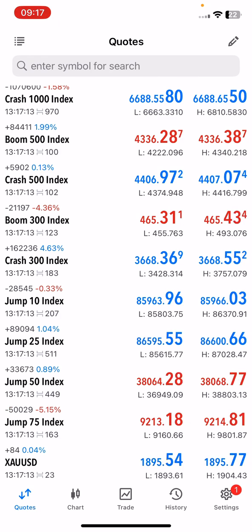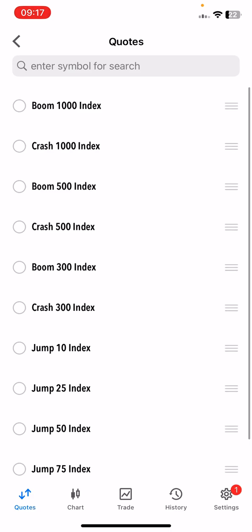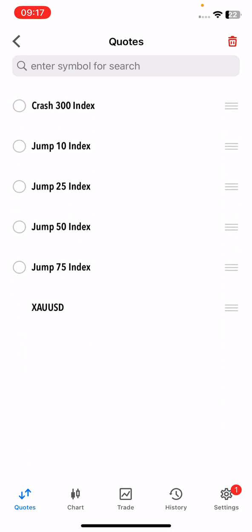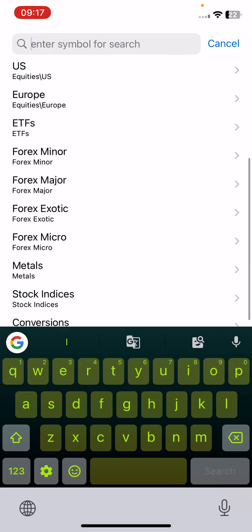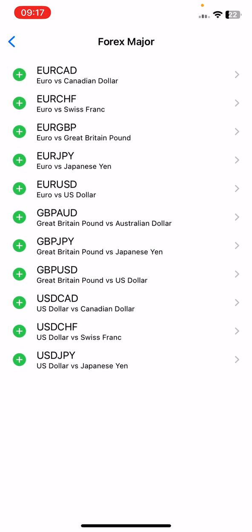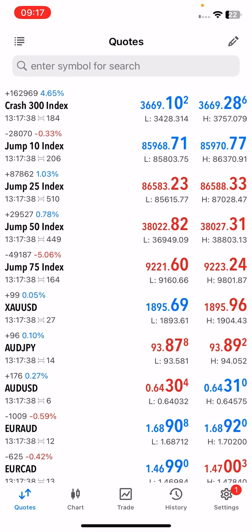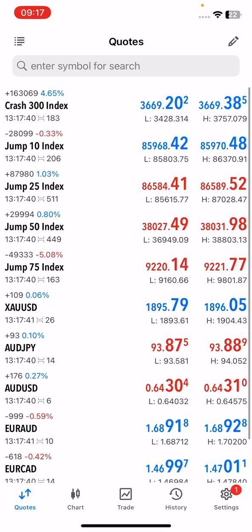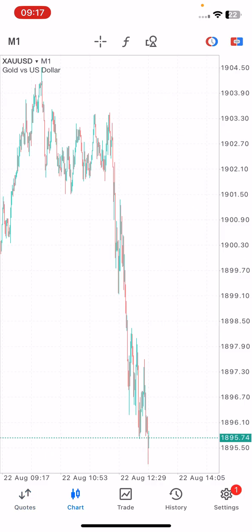The pencil at the top here, its function is to mark and delete. You can also click on this enter symbol to search for any market you want to trade. Since this is a demo account, you can add both currency pairs and synthetic pairs. So that's the function of the pencil. Next is charts.